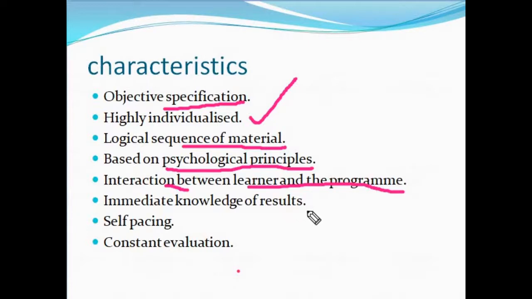Next is immediate knowledge of results. Why? In each frame, a question is given. To each question, the student has to respond, and to every response, confirmation should be given immediately. Why? Because every student has the urge of curiosity. In order to satisfy that urge, we need to provide immediate confirmation of the result, whether his result is wrong or right. And this confirmation is provided in the immediate next frame.